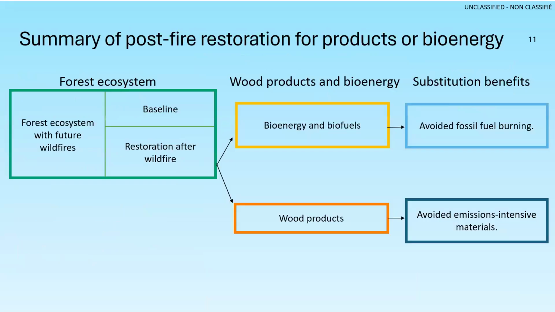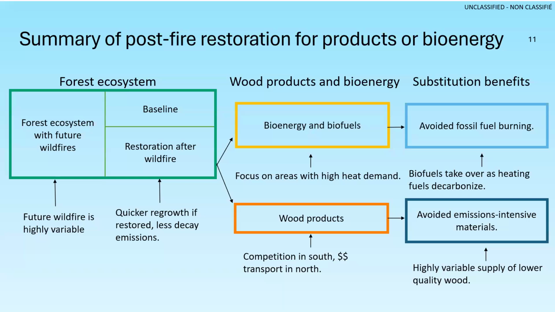So I'll just summarize this part. The first question was about bioeconomy, and we were looking at post-fire restoration for products for energy. And so we set up our three models, and we found that future wildfire is highly variable, and that has to be a huge component of the model. We found that if we focused on bioenergy, we'd mostly be looking at areas with high heat demand. And in fact, biofuels would start to take over as heating decarbonized. And biofuels are a hard to abate sector.